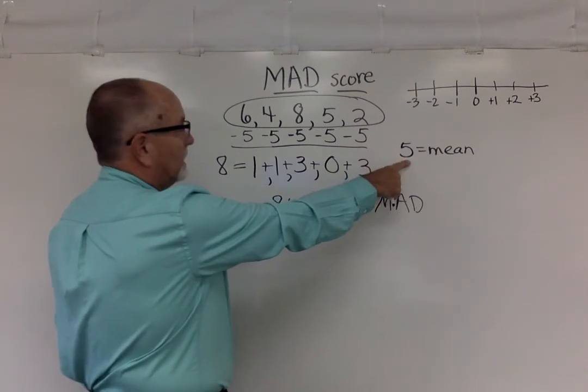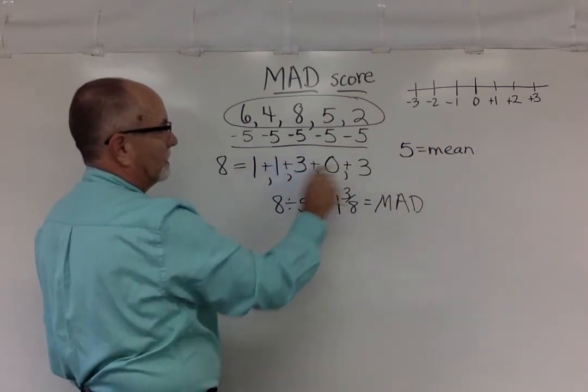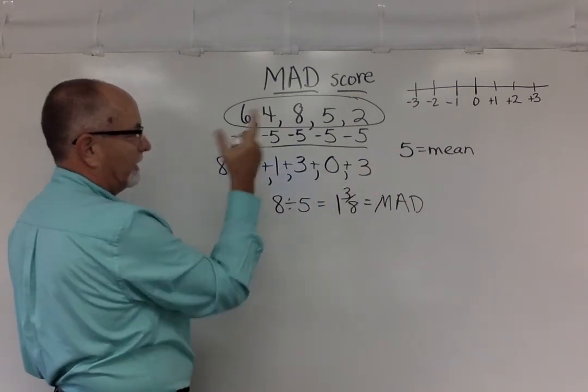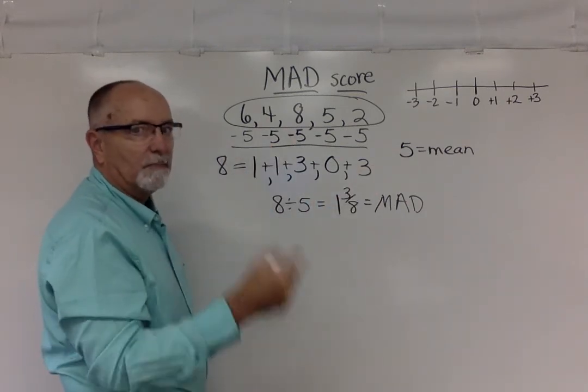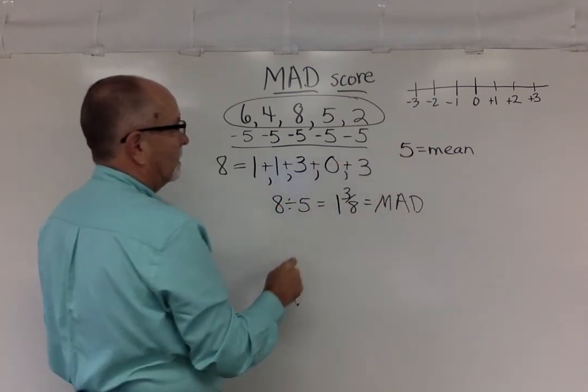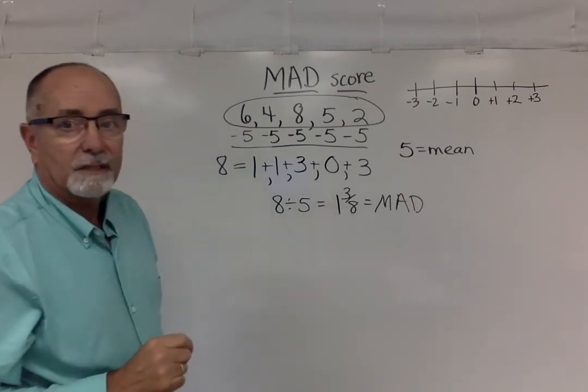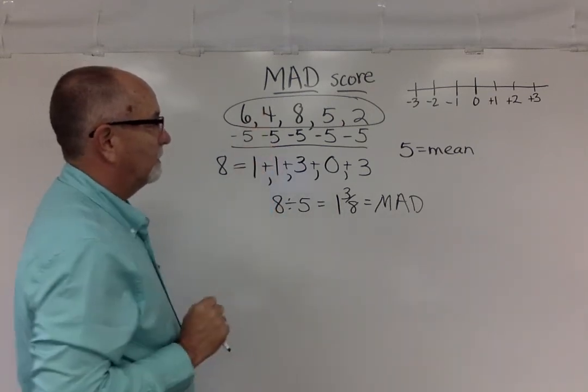Finding the original mean, then taking it and finding the distance it is from the original numbers, adding those up and dividing by that set of numbers again to find the mean of the distance the numbers are from the average. And this then becomes the MAD score in this statistical data that we collected of those 5 numbers.